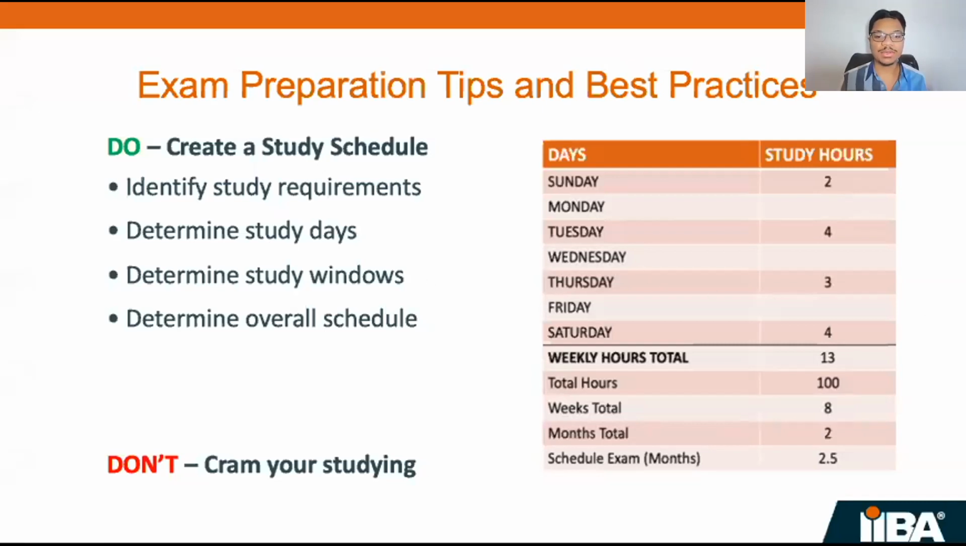So for example, if you're going to study, let's just say, 100 hours total because you're doing the ECBA, and then you figure out that Sundays and Tuesdays and Thursdays work best for you. You can do 2 hours on Sunday, 4 hours on Tuesday, 3 hours on Thursday, and 4 hours on Saturday. That's about 13 hours a week, right? So 13 hours a week for 100 hours total, that's about 8 weeks total.